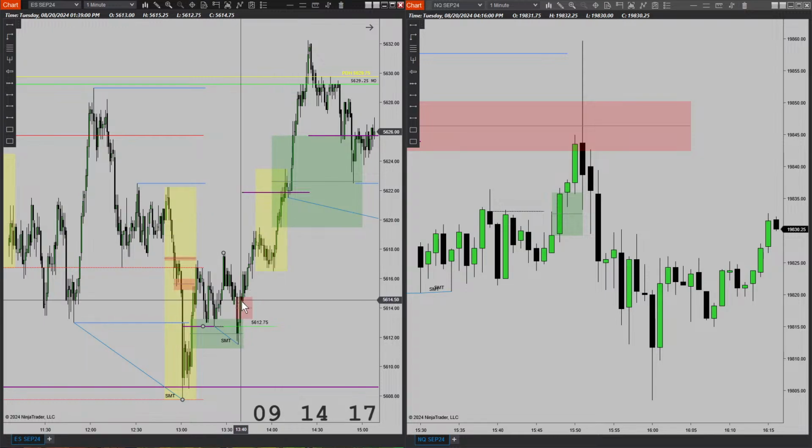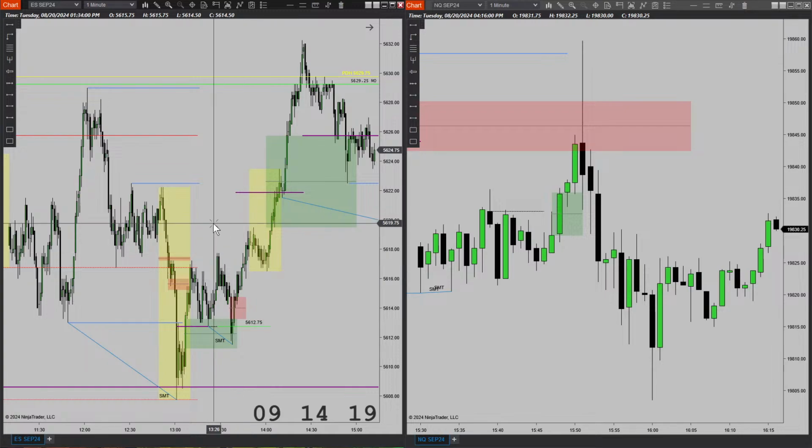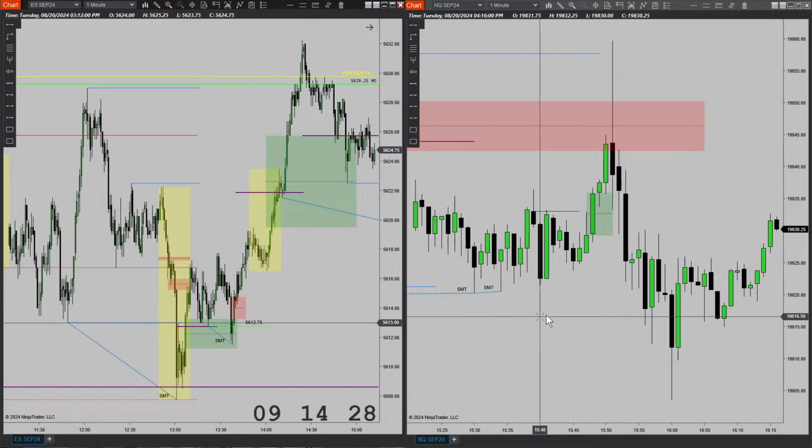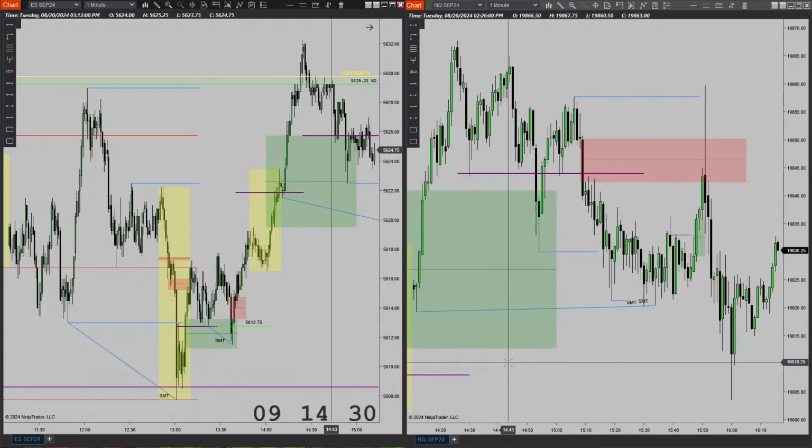Second entry could have been here off this IFBG, and obviously with this placed higher, I covered into this area here for a very good trade. Not as much as I would have wanted, but I should have added here, and obviously I didn't. But that's fine.